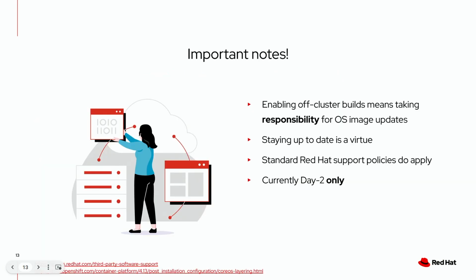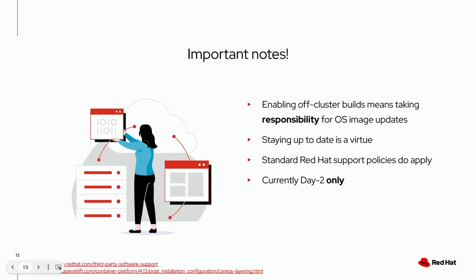So, important notes. Enabling the off-cluster builds with CoreOS layering does mean you take on the responsibility for keeping those builds up to date, right? So if you do one build one time, switch your cluster to that and then forget about it, your cluster's not going to get OS updates anymore, right? Your version of Hyperkube and the host is going to fall behind. So, make sure if you take on that responsibility that you have a plan for keeping it up to date in the future. We don't want you to get out of date, right? Staying up to date is a virtue.